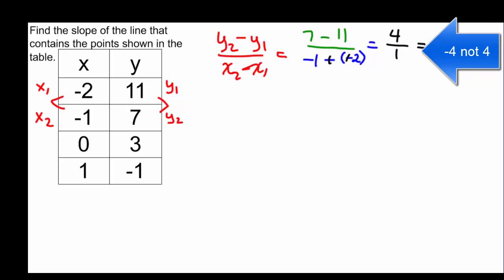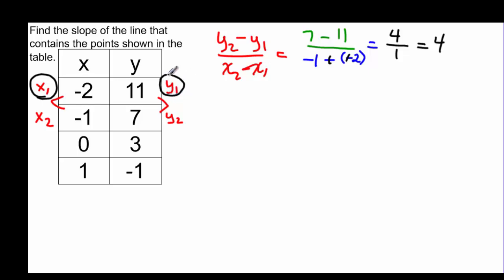Let's try two other points just to try. I'm going to keep my x1 and my y1, so I want to keep these two. But this time, let's try the last one. Let's let this be x2 and let this be y2. So we're going to do the black ones. So y2 is this bottom number down here, negative 1, minus my y1, which is the top y, which is 11. And x2 is going to be 1 minus my x1, which is at the top.